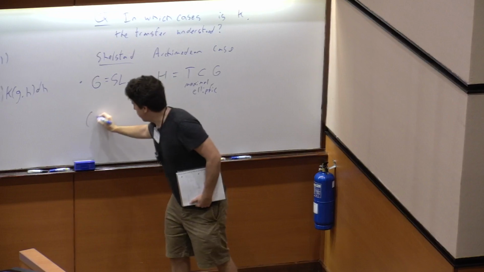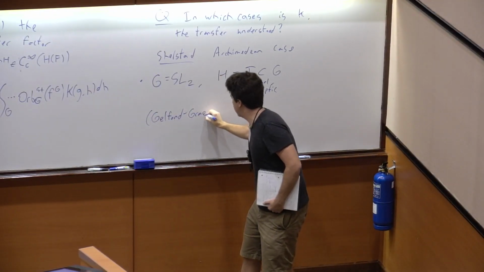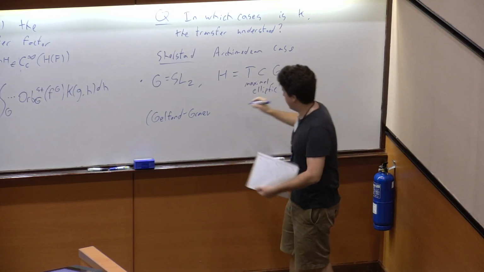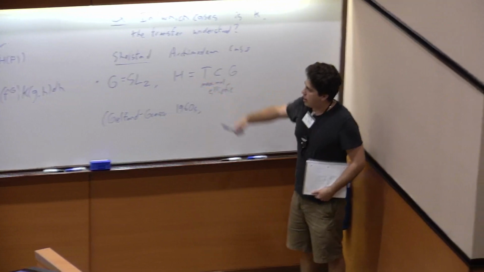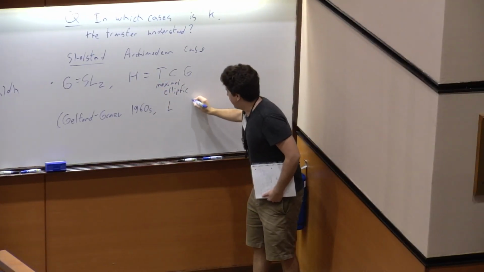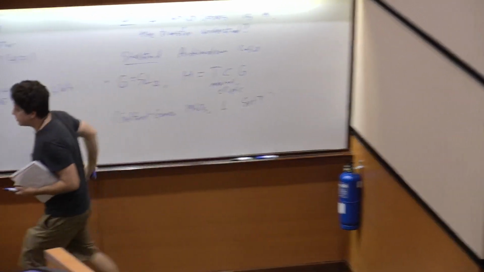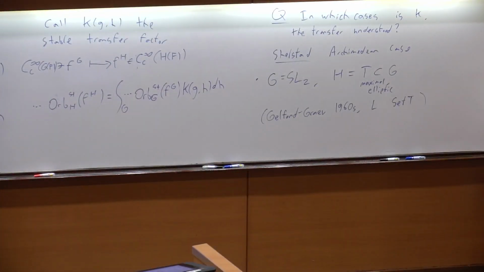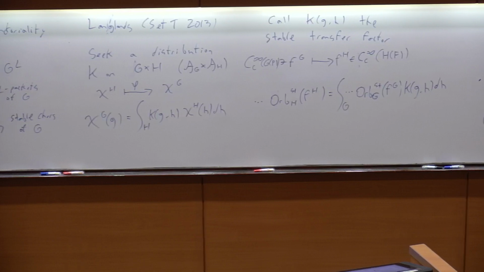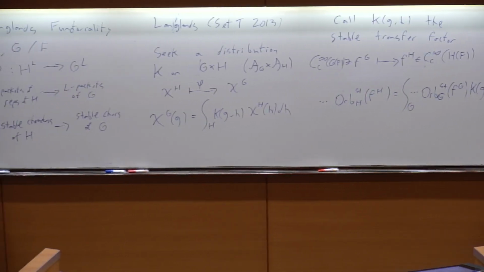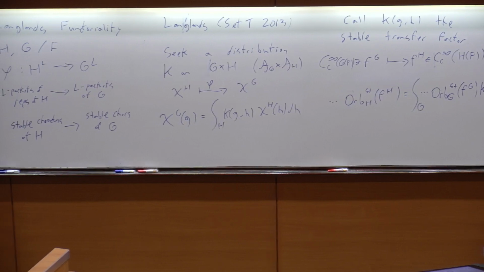And this is in fact the work of Gelfand and Graev way back in the 1960s, and also discussed again in Langlands' recent paper. So what does this say? Lay talked a little bit about the representation theory of SL2 in a previous talk, but I'll just recall some of the things that he mentioned.